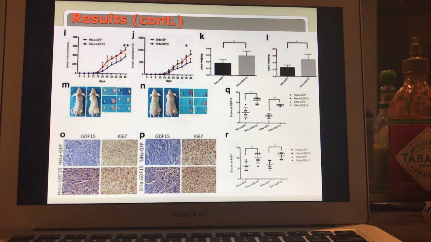Furthermore, IHC revealed that xenograft tumor tissues formed by HeLa GDF15 and SiHa GDF15 cells demonstrated a much stronger Ki-67 staining score than those formed by control cells in figures O, P, Q, and R. Figures O and P represent the immunohistochemical staining results for Ki-67 in tumor xenografts of GDF15 overexpressing HeLa and SiHa cells, while figures Q and R exhibit the quantitative analysis. Together, these data suggest that GDF15 promoted tumor formation of cervical cancer cells.